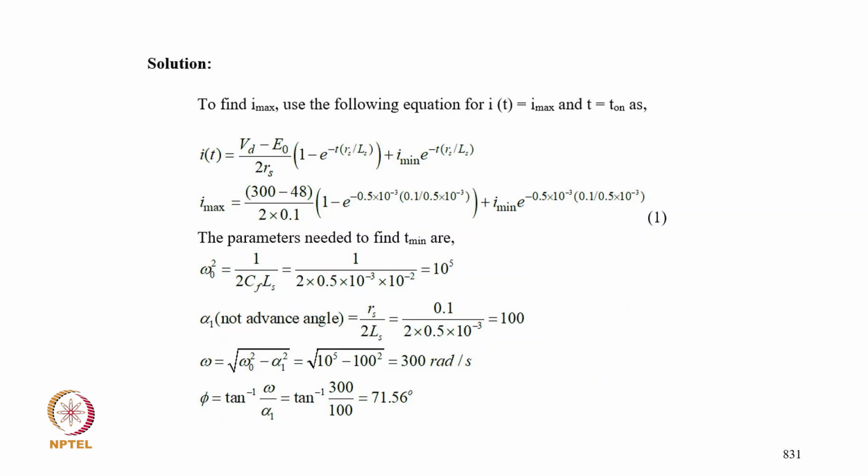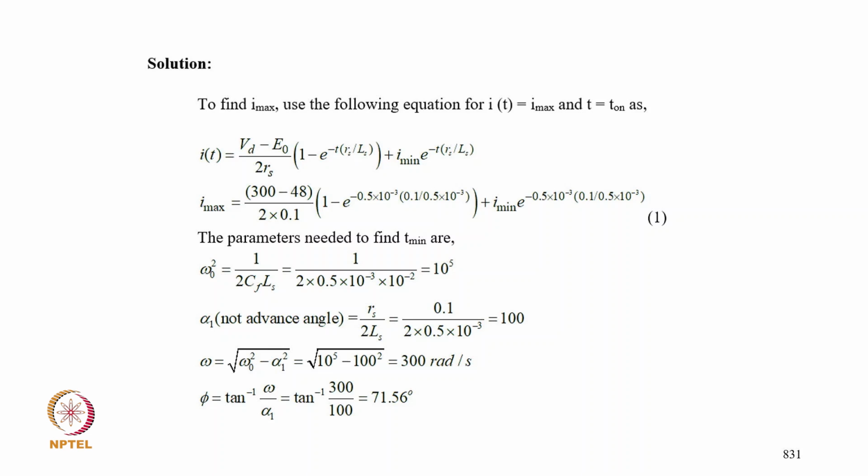To find out I max, use the following equation: at T equal to T on, I equal to I max, as I0 equal to VD minus E0 upon 2 RS times bracket 1 minus e to power minus T RS upon LS, plus I minimum e to power minus T RS upon LS. The value of I max comes typically as 300 minus 48 upon 2 times 0.1, into bracket 1 minus e to power minus 0.5 times 10 to power minus 3 into 0.1 divided by 0.5 times 10 to power minus 3, plus I minimum e to power minus 0.5 times 10 to power minus 3 into 0.1 divided by 0.5 times 10 to power minus 3.